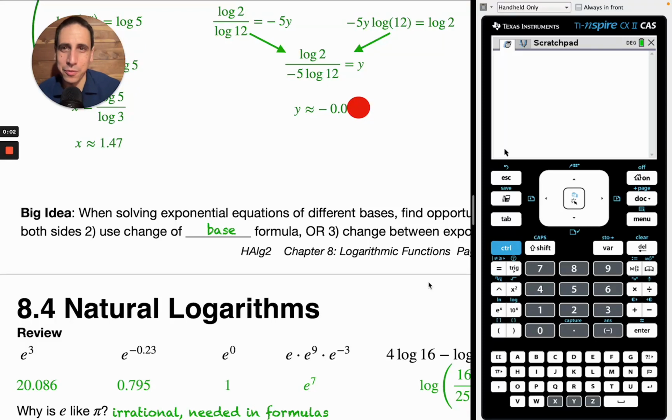We got section 8.4, natural logarithms, or as the French would say, logarithmes naturels, LN. So let's do a little bit of review here. E, is E like pi? Well, E is just a number. It's an irrational number. It's got that decimal that just never ends and never repeats, and you can never turn it into an actual fraction. So we need it in lots of formulas that you haven't seen yet, but you will see them, and there's gonna be a whole lot of them. So let's get used to this idea of E.